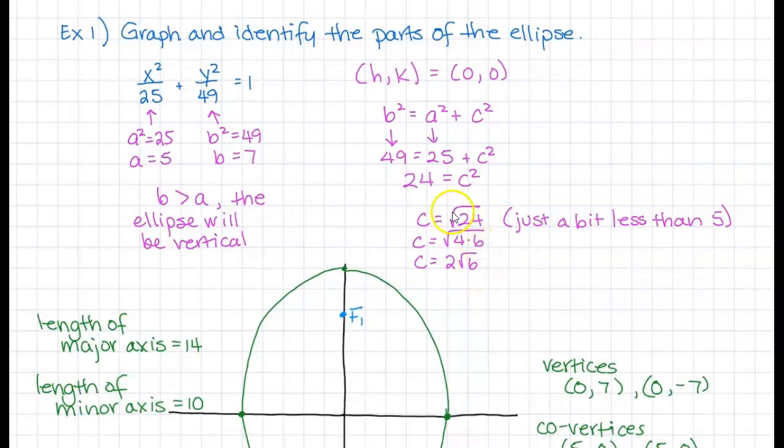I made a note up here, the square root of 24 is just below the square root of 25, so we know that c is just going to be a little less than 5. So that's going to help us plot that point. So that gives us all we need for the graph. And so the key is a is 5, b is 7, c is just a little less than 5, and we know this thing is vertical.